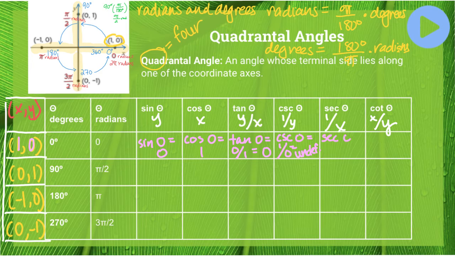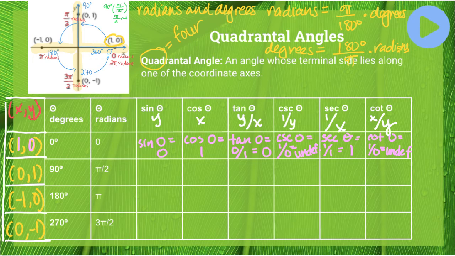Secant of theta is 1 over x, so that's 1 over 1, which reduces to 1. And then cotangent theta, or cotangent 0, is x over y, so that would be 1 over 0 again, which is still undefined. So we've got 2 undefined functions for 0 degrees, which is interesting.